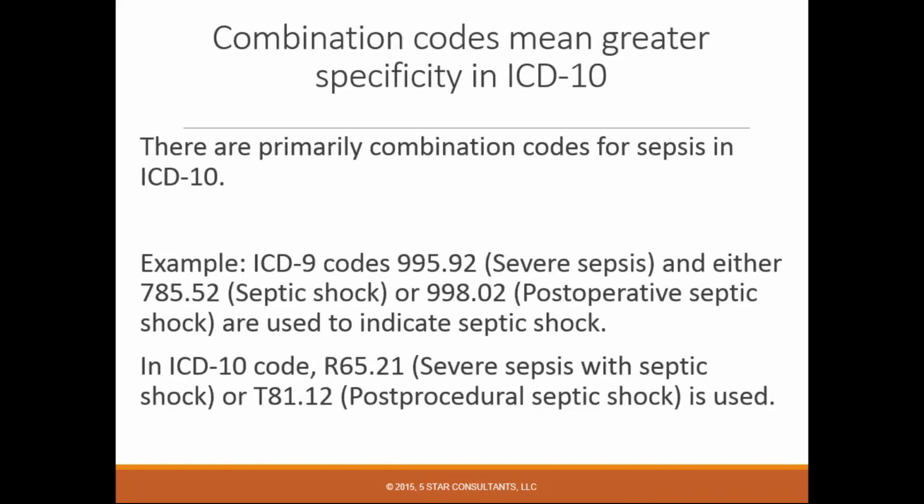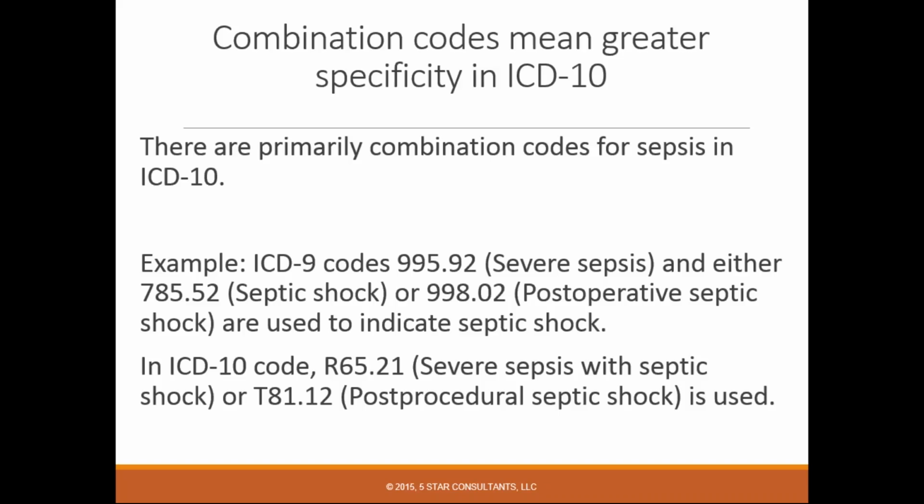All right. So mostly the sepsis codes in ICD-10 are combination codes. In ICD-9, you'll have 995.92 for severe sepsis, and then either septic shock 785.52 or post-op septic shock 998.02, and you would use those together to indicate septic shock. Well, in ICD-10, it's R65.21, severe sepsis with septic shock, or you go to a T code because it's post-procedural, and that's where you'll find any kind of post-op complications, in the T chapters.